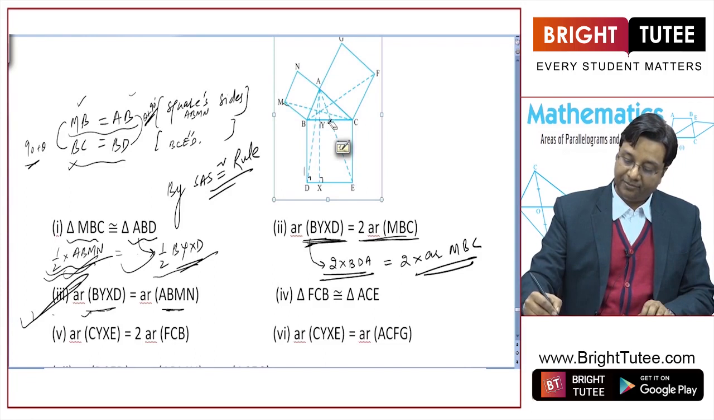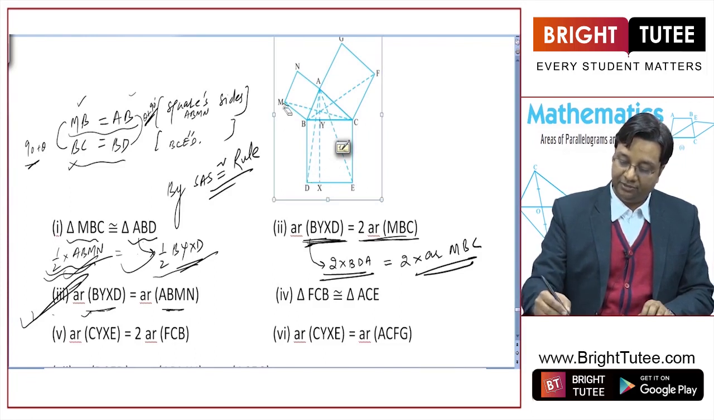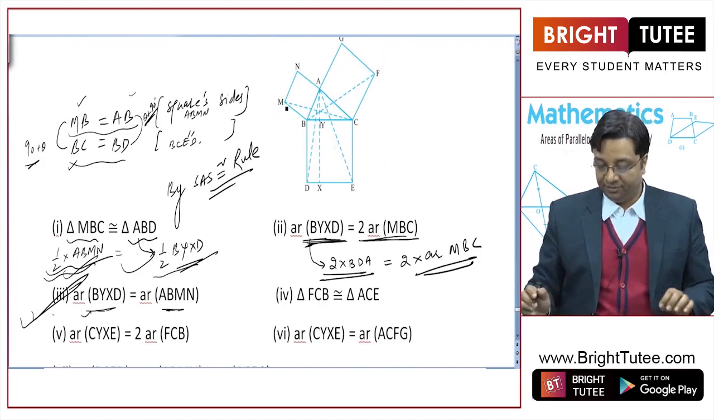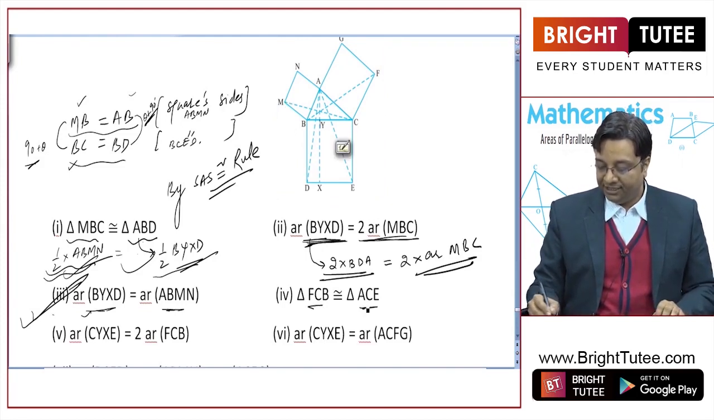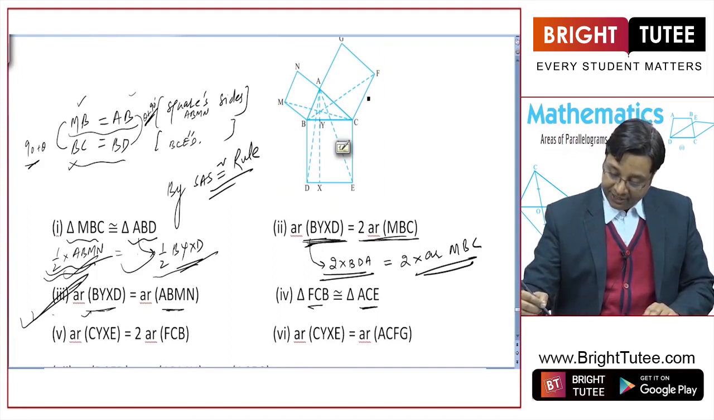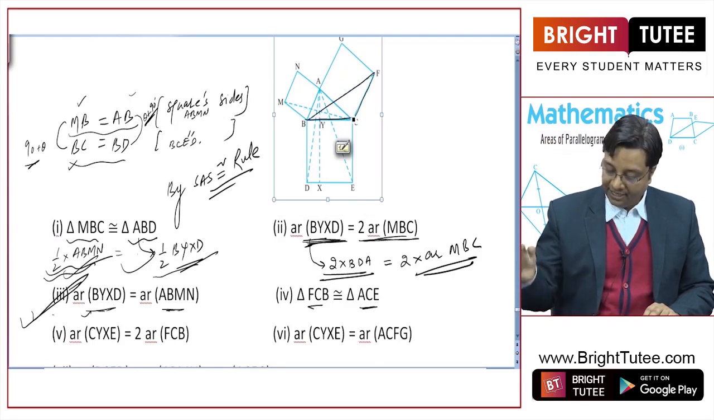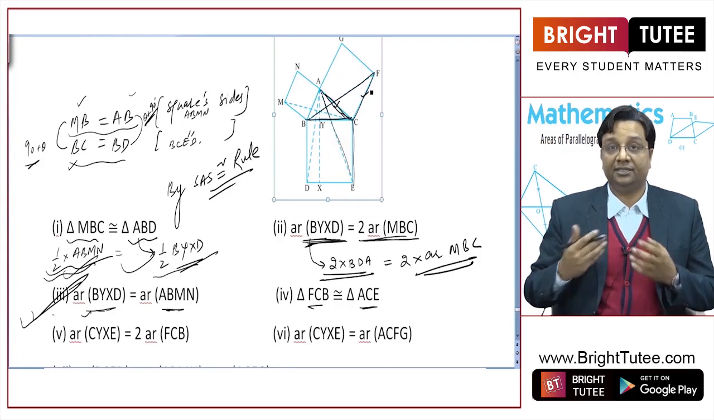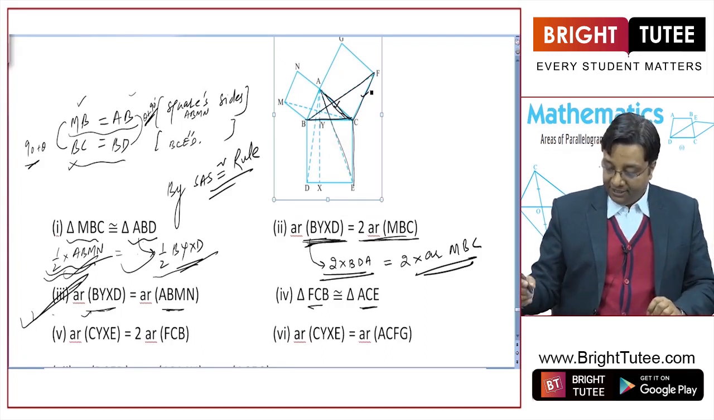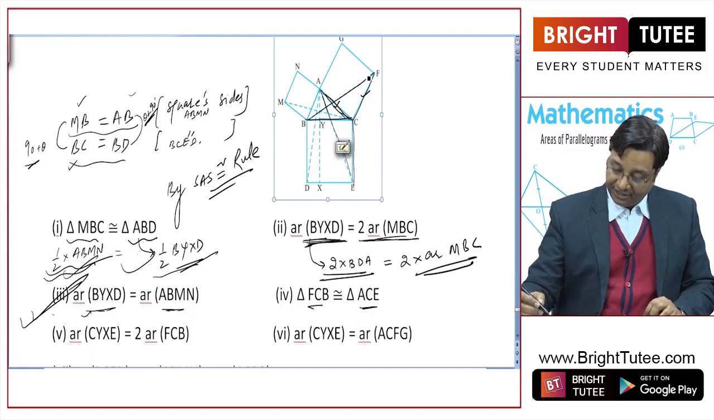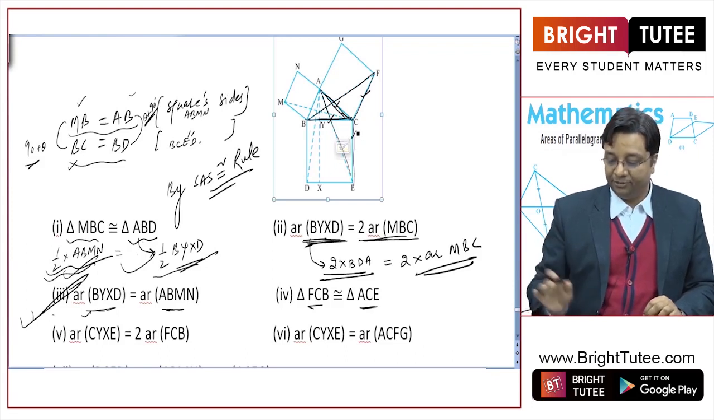Once you understand the three parts, I would suggest that you do the rest of the parts yourself, because there is nothing new in the upcoming parts. FCB and ACE are congruent triangles. How? Look at this. FCB is this one, and ACE is this one. So AC is equal to FC. Why? Because these are same squares' sides, right? And what about the other sides? BC will be equal to CE because these are sides of square BCED.